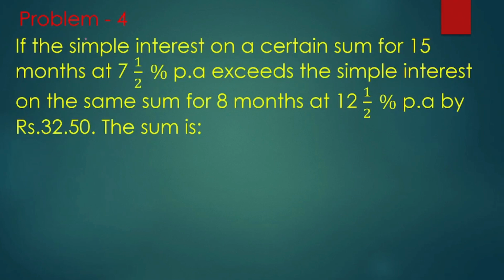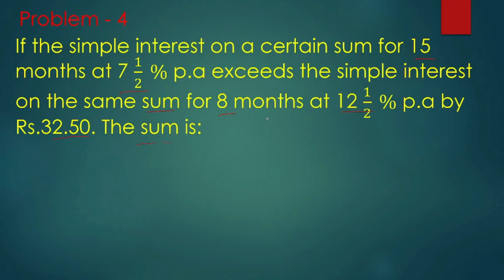If the simple interest on a certain sum for 15 months at 7.5% per annum exceeds the simple interest on the same sum for 8 months at 12.5% per annum by 32.5 rupees, the sum is?